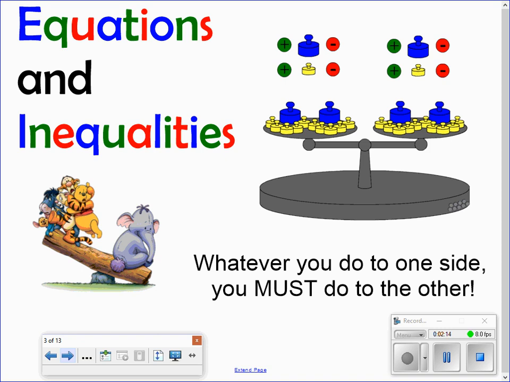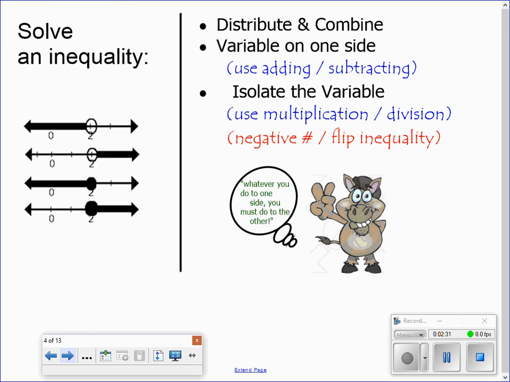Remember that with equations and inequalities, whatever you do on one side, you must do to the other side, and this is that property of equality or property of inequality. That way it keeps it the same as you're moving things around. It doesn't change the value of your equation or inequality.